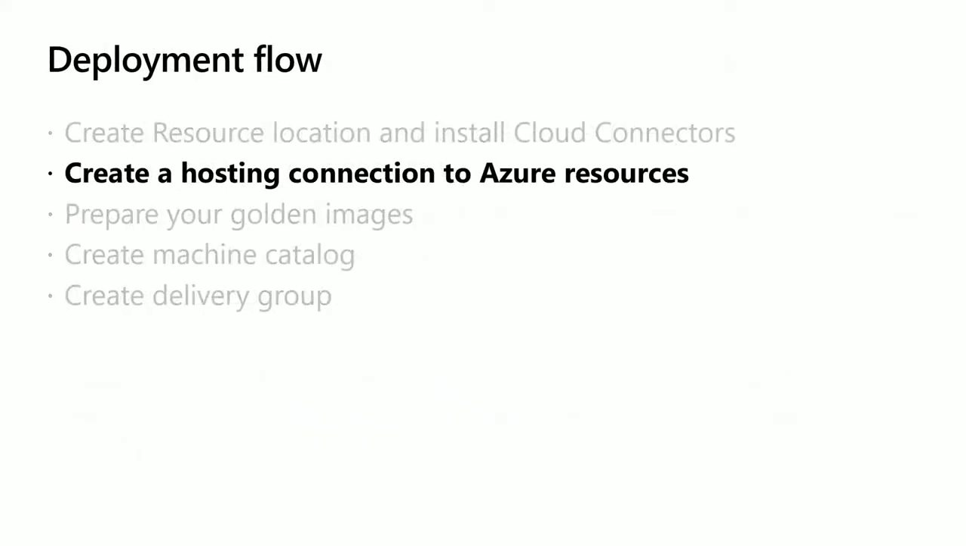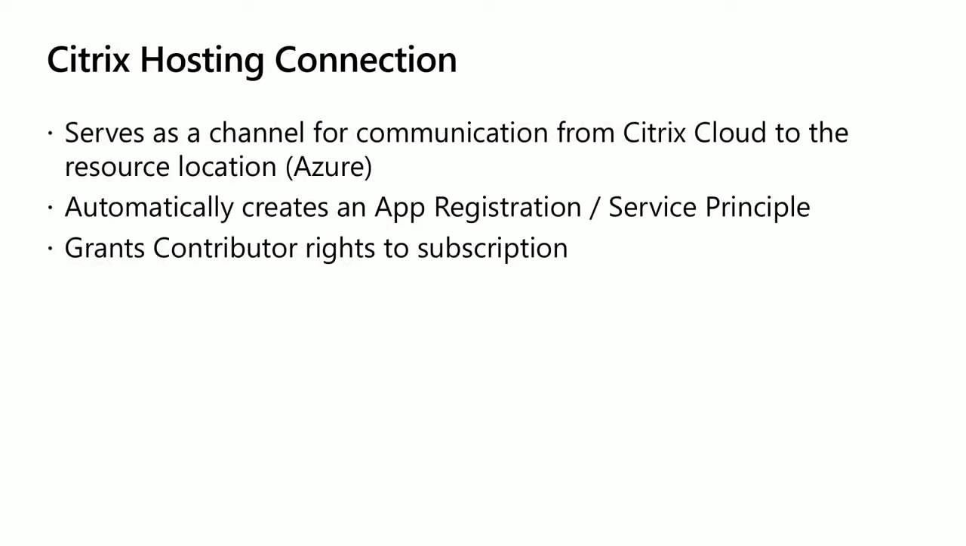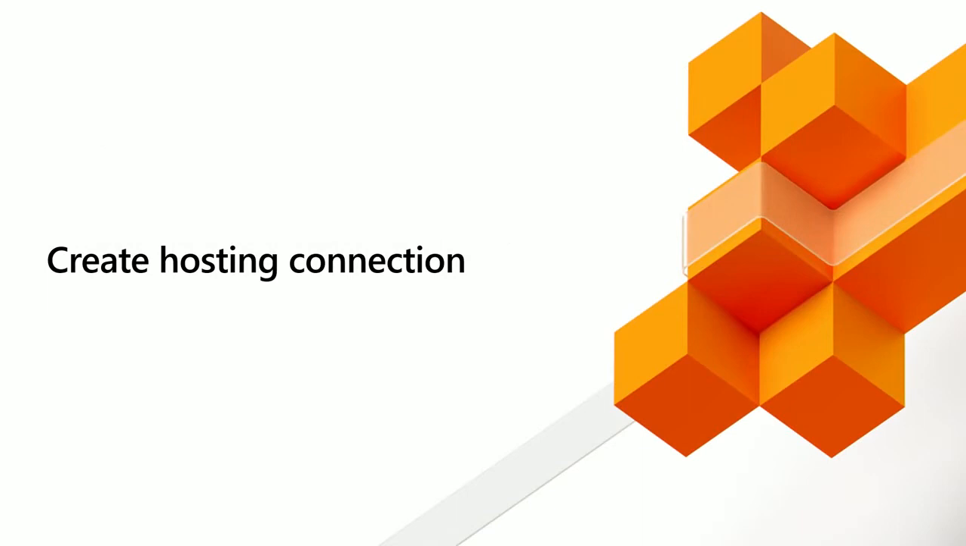Now, I want Citrix Cloud to be able to talk to your Azure subscription. That's what we refer to as creating a hosting connection to the resource location. So in simple terms, a hosting connection serves as a channel of communication from Citrix Cloud to Azure, specifically to Azure ARM endpoints, where we can create VMs, delete VMs, add disks, and so forth. OK. Let's create that one.